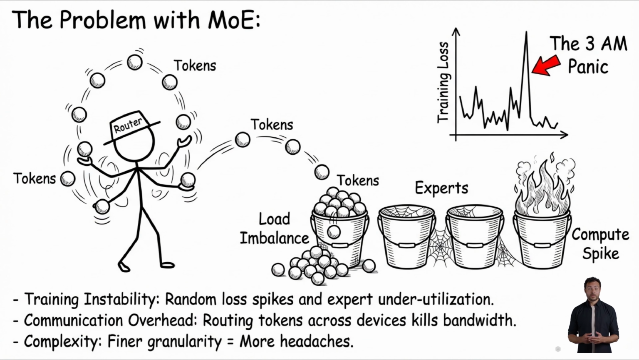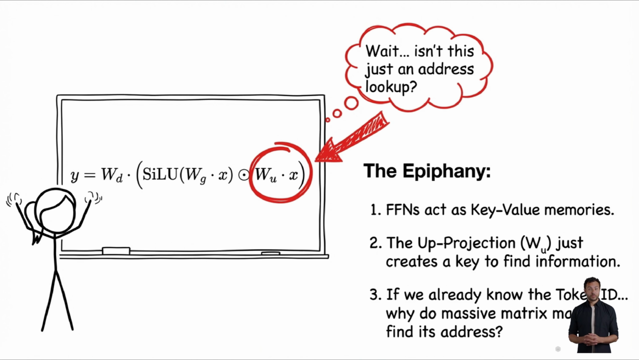Wait, isn't this just an address in the standard SwiGLU feed-forward network, aka FFN, formulation? This epiphany comes from 3 claims. First, feed-forward networks act like key-value memories. You feed an X, and the network retrieves some stored information. Second, the up projection, WU, is basically manufacturing a key, an address vector, that helps locate what to pull out later.